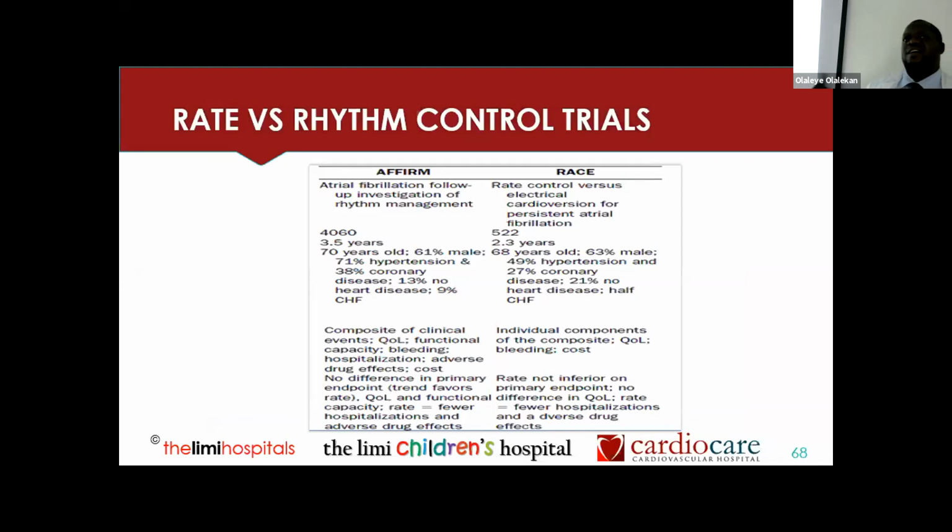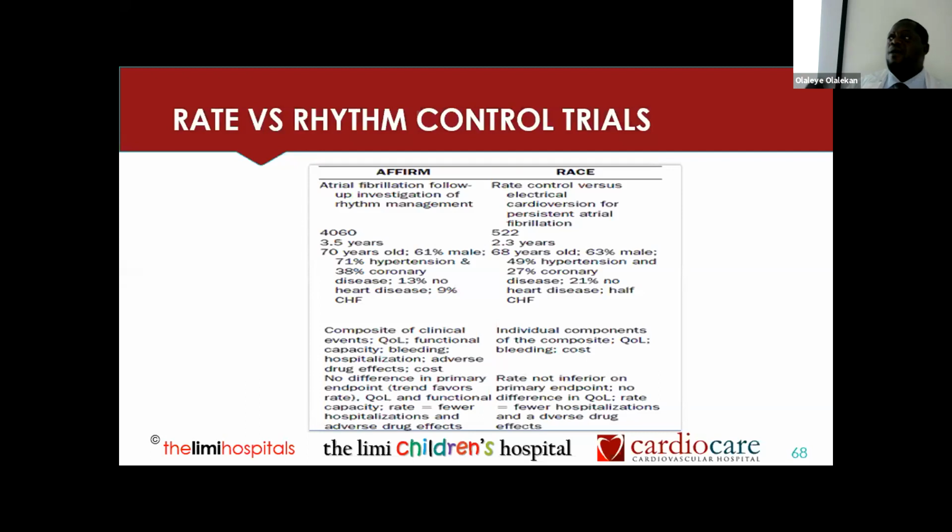Then thinking, which one should I do? Is it rate control or rhythm control? Several studies have been done, but the two largest studies that I want to quote are the AFFIRM study and the RACE study that looked at the two. They really found that one is not superior to the other, but they even found that rate control resulted in fewer hospitalizations.